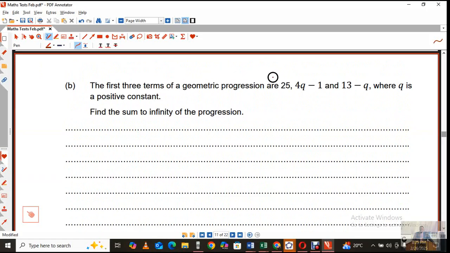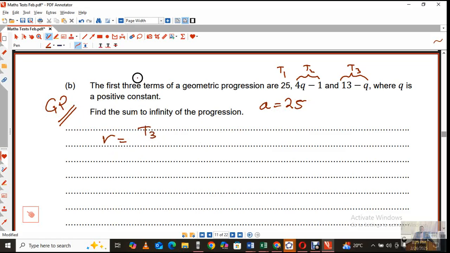So I'm just going to write down, hopefully you can follow. This is my first term over here, and this was my second term over there, and this was my third term. So A is identifiable very easily. A is 25. We also know that this is a GP, as I was saying before. R is calculated by taking term 2, for example. So let's take term 2, and we are going to divide that by term 1. Should give me the same as term 3 divided by term 2, the term that preceded.